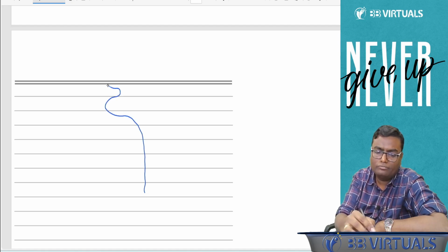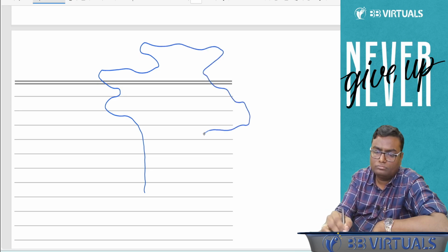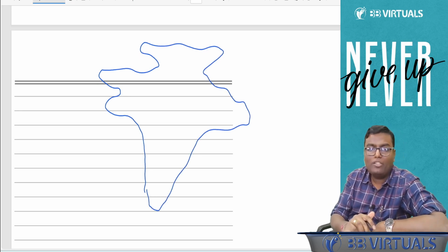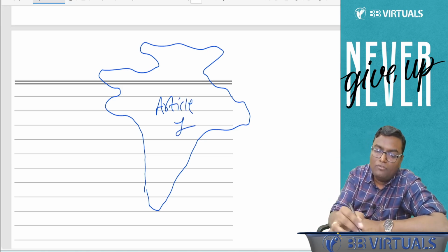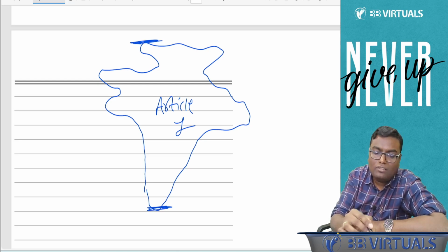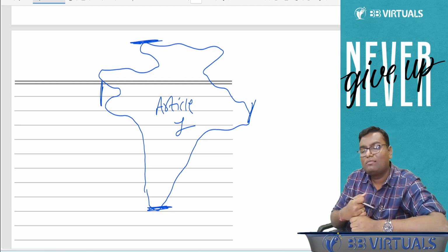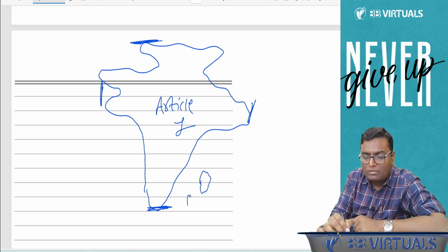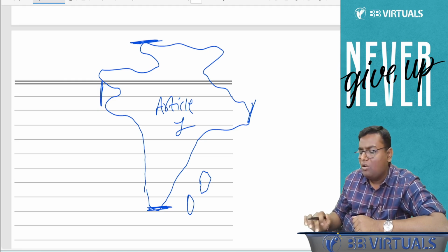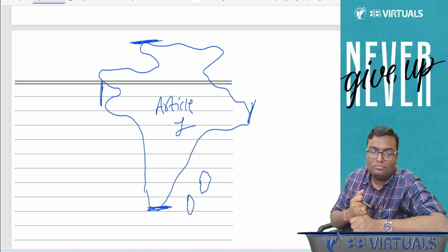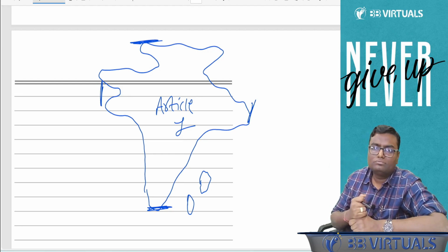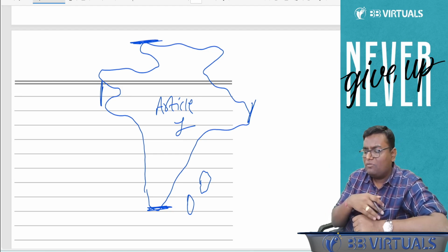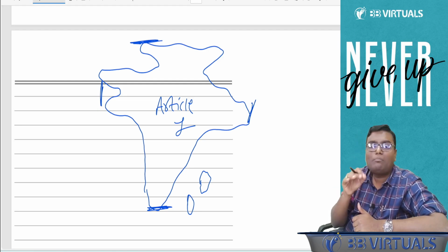Okay, something like this. Sorry for the bad drawing. Assume that this is India. The land area which is defined in Article 1 of the Constitution, from Jammu Kashmir till Kanyakumari, Gujarat till the northeastern states, plus these islands over here, Lakshadweep, Andaman, Nicobar. All this land area is defined in Article 1 of the Constitution, and this is called India. Whatever the states, whatever the union territories, all are part and parcel of the word India.